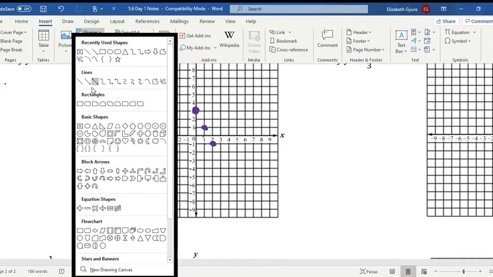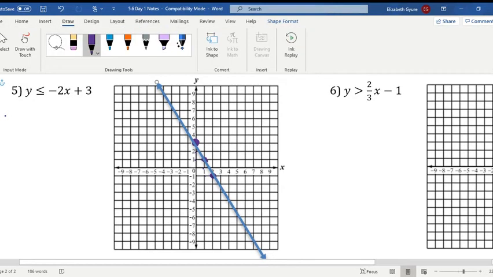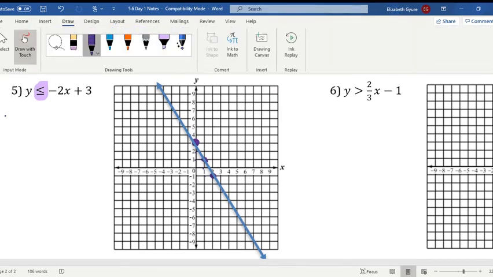I'm going to use my little line thing here because that just looks better. Okay, so here is the line. If I can get it in the right spot. There we go. All right, so there's my line. And then if this is a y is less than or equal to, what do you guys think? If it's less than or equal to, do I need to shade above or do I need to shade below?